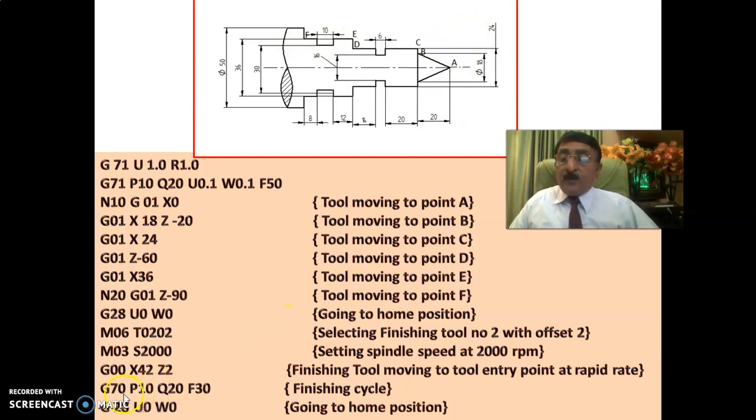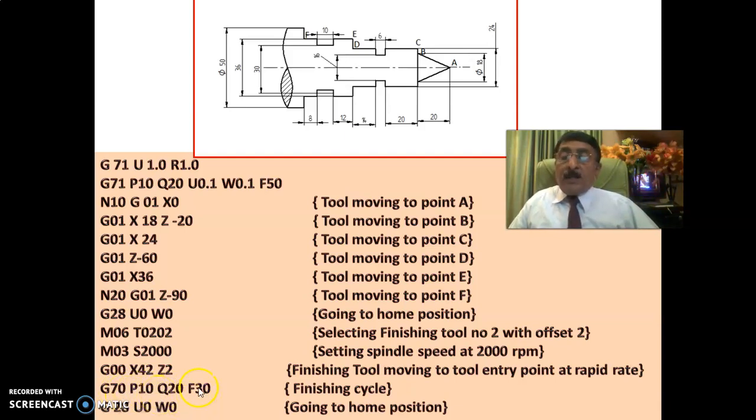From there, if you just write G70 P10 Q20 F30, it's a finishing cycle. Between the block numbers N10 and N20, you do the finishing with a feed of 30. You take feed 30 only. That means the allowance of 0.1 left on both X and Z will be removed during finishing. Just one line is enough: G70 P10 Q20 F30. This is the instruction you give the CNC machine to do the finishing.